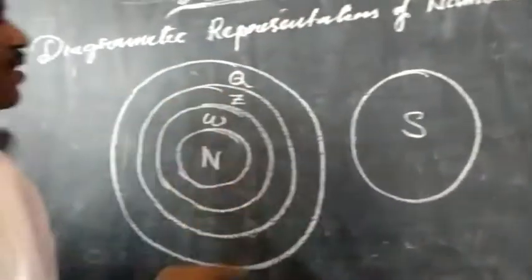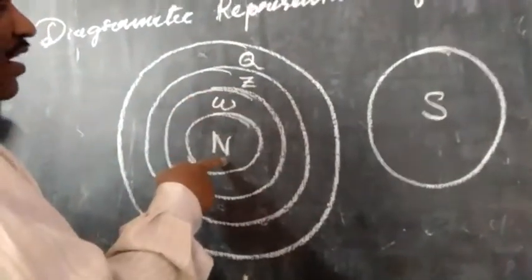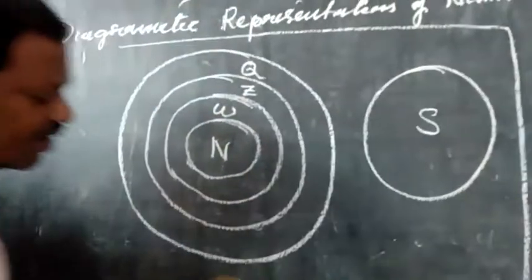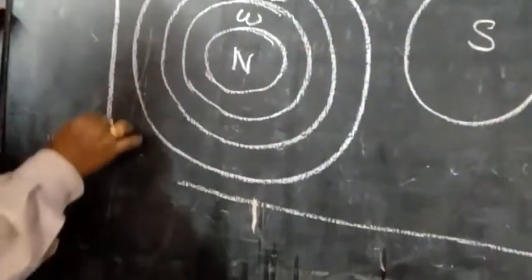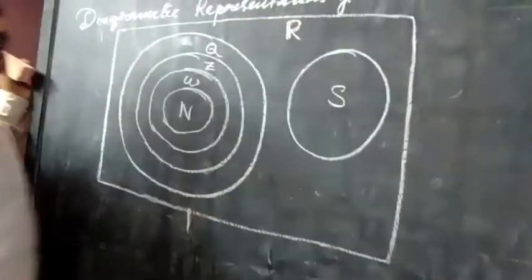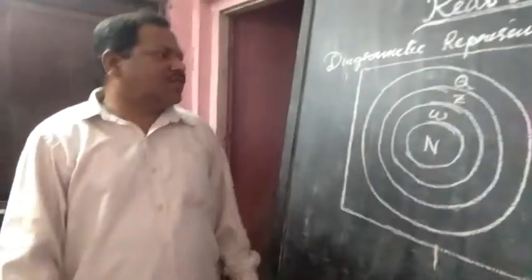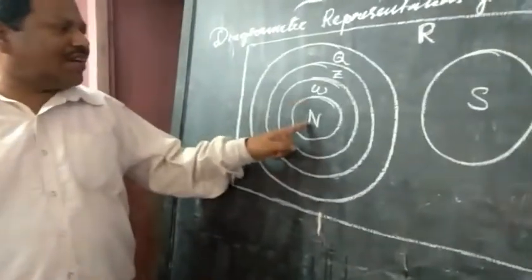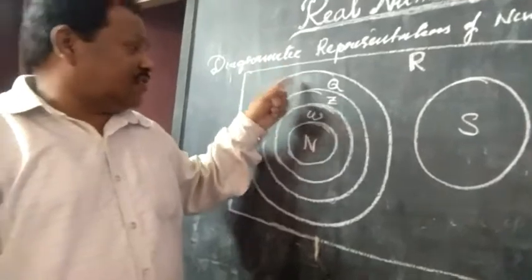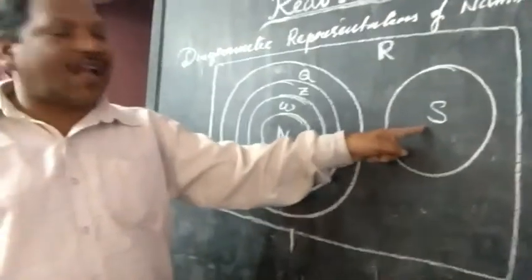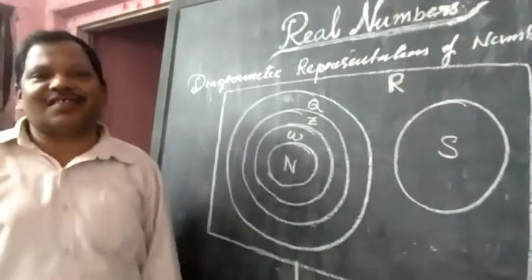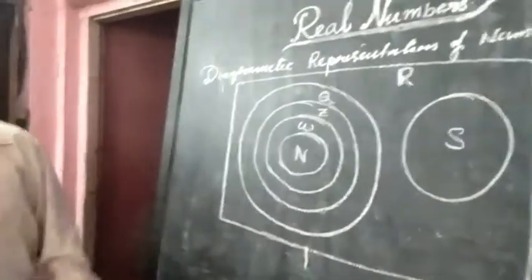Yes: rational numbers, integers, whole numbers, natural numbers. And totally, irrational numbers and rational numbers together are called real numbers. Understood? N is the set of natural numbers, W is the set of whole numbers, Z is the set of integers, and Q is the set of rational numbers. S is the set of irrational numbers. R is called real numbers. Okay.